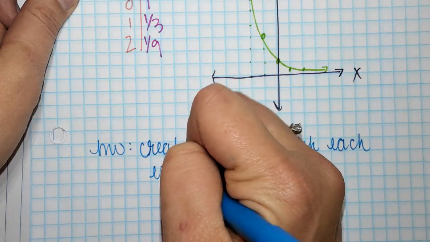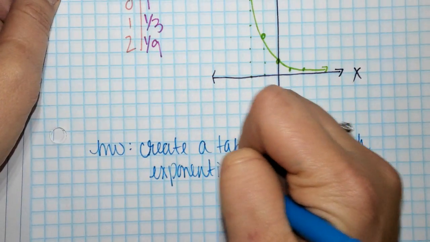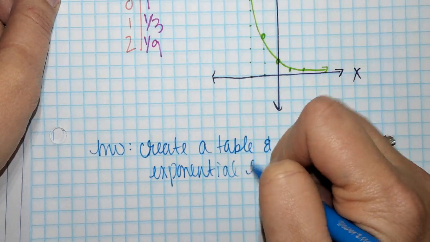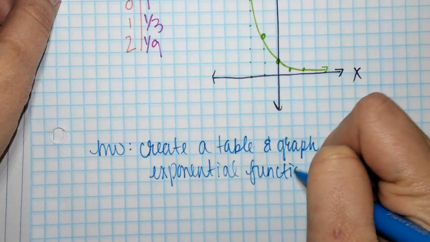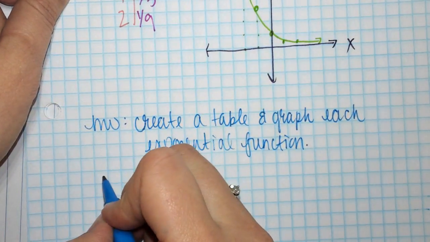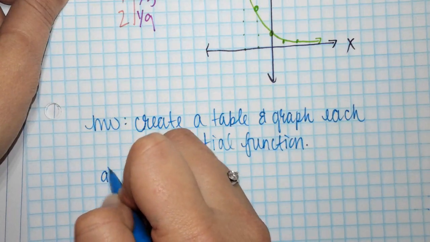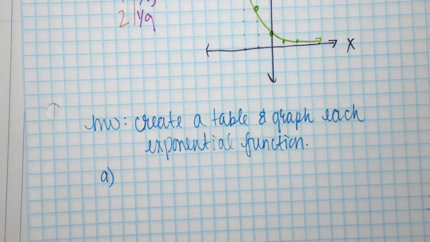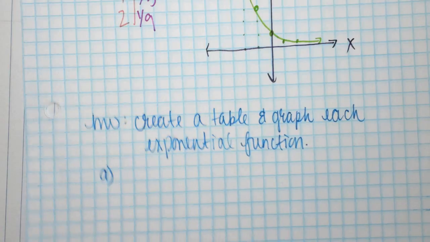So, our learning target or our goal today was to be able to create a table and graph each exponential function. Can you do that? Can you do it on a scale of 1 to 5? How about we hold up our fingers? Who thinks they're a 5? A 4? A 3? A 2? A 1? So we're at least 3 and above. Awesome.